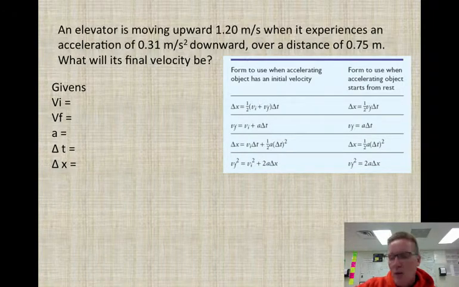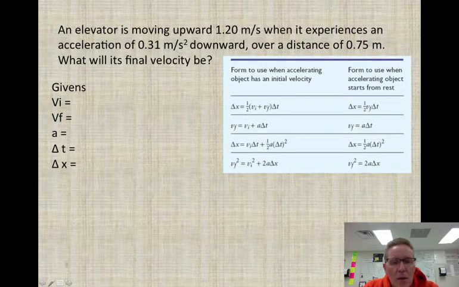Okay, so let's do this one last problem. This one's going to be a little bit different because we do have a velocity initial involved. So we have an elevator. It's moving upward at 1 meter per second. So that's going to be our VI, our velocity initial.